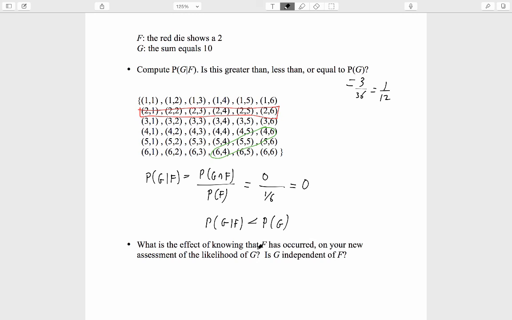What is the effect of knowing that F has occurred on your new assessment of the likelihood of G? It makes G impossible. That is a very large impact. We can now ask, is G independent of F? No, certainly not. Because the probability of G given F is not equal to the probability of G. That's our definition. If these probabilities were equal, then we would say that G is independent of F, but they are not equal. So no, G is not independent of F.